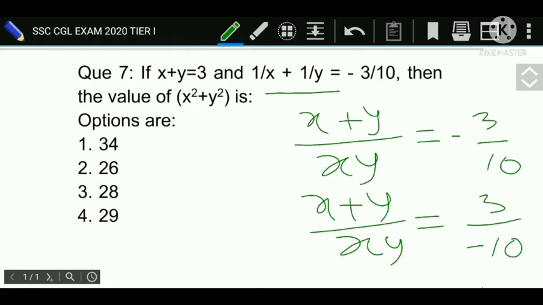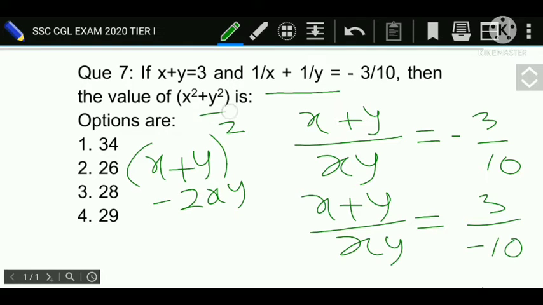Now x square plus y square is asked. So we can use from here x plus y whole square will be x square plus y square plus 2xy. We can reduce that, minus 2xy, which will give us the value of x square plus y square.